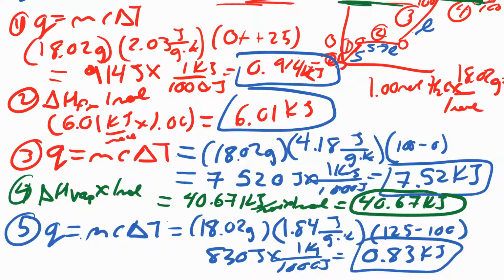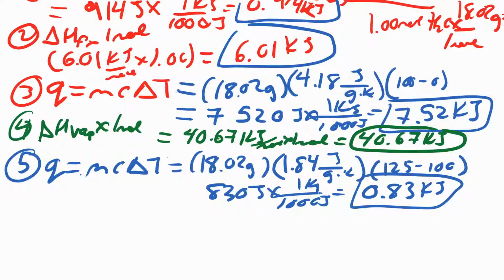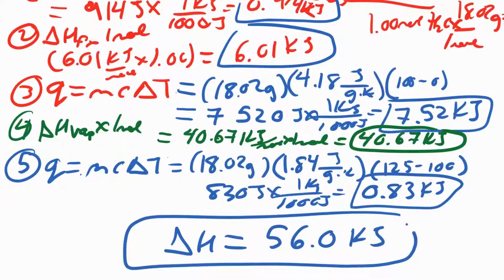If you look at these numbers, most of the energy is in the phase changes, right? This is 0.9, this one's 6, 7.5, and then 40. So this 41 is your big change in energy, which happens when you go from a liquid to a gas, which is kind of what we expected. When you add up everything that's in the boxes, you get your delta H equal to about 56.0 kilojoules. So that's your final answer.